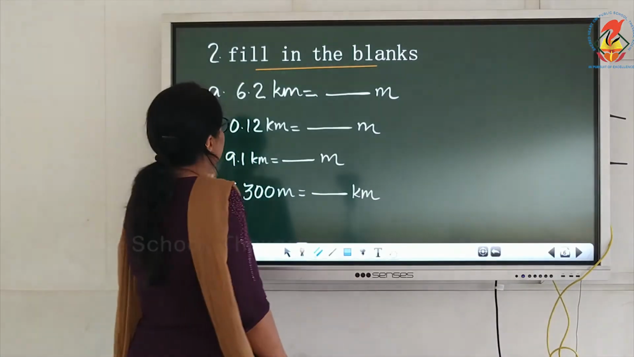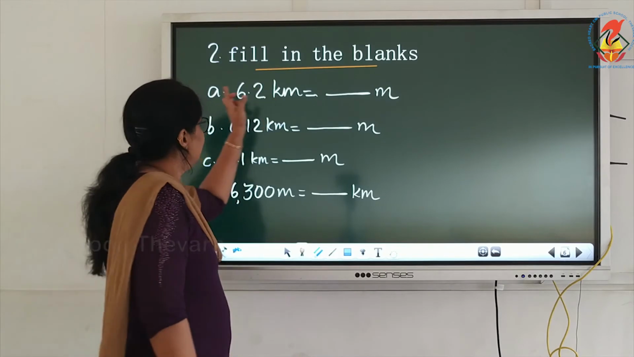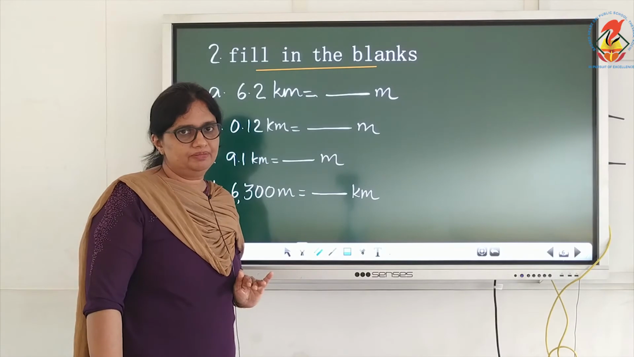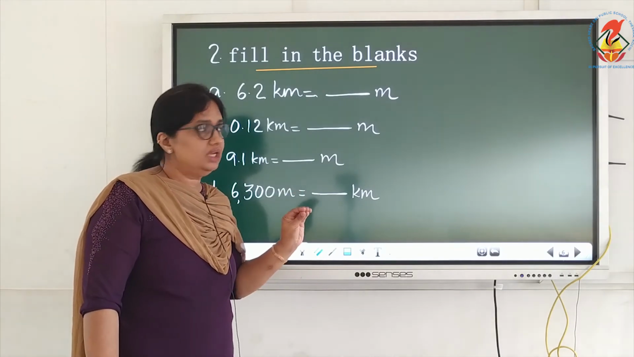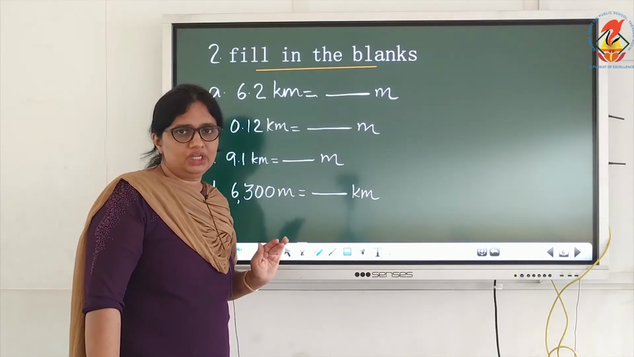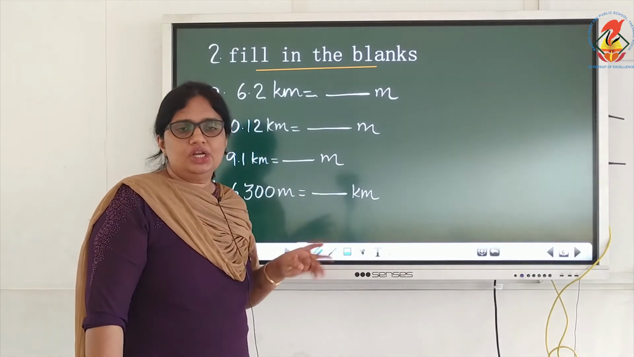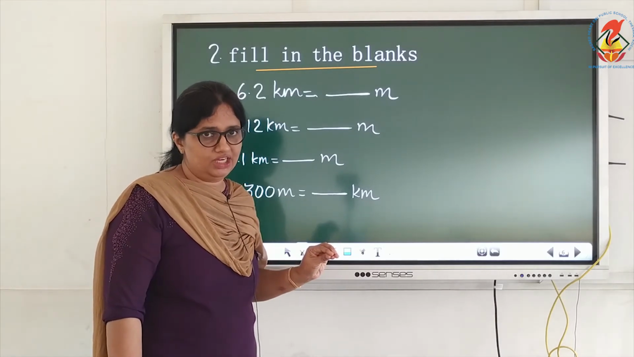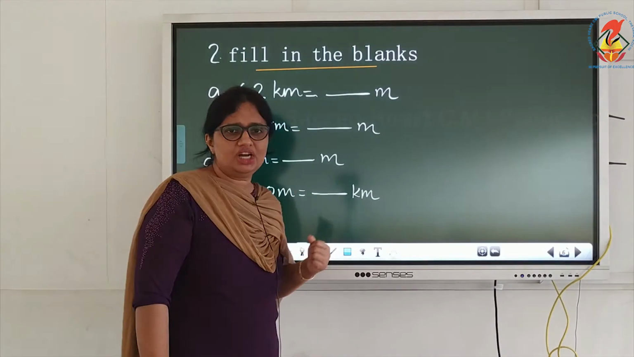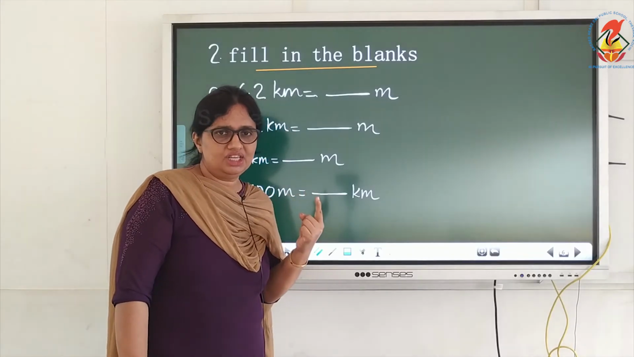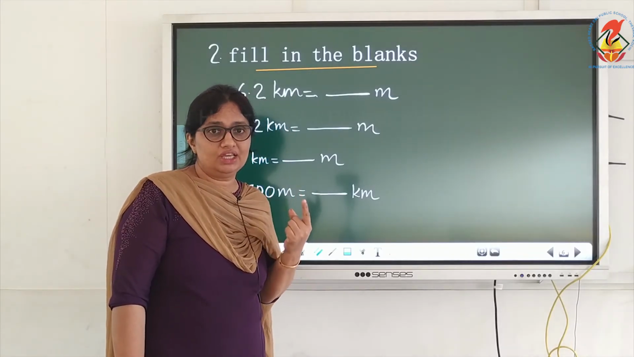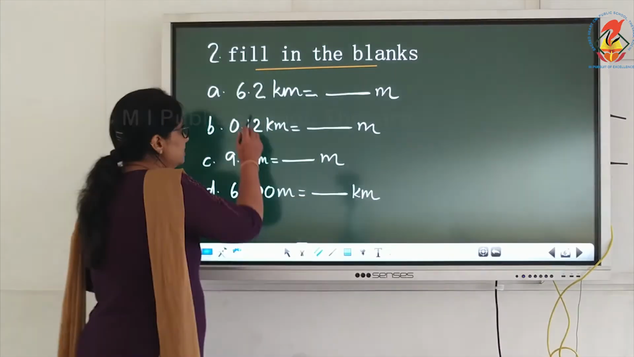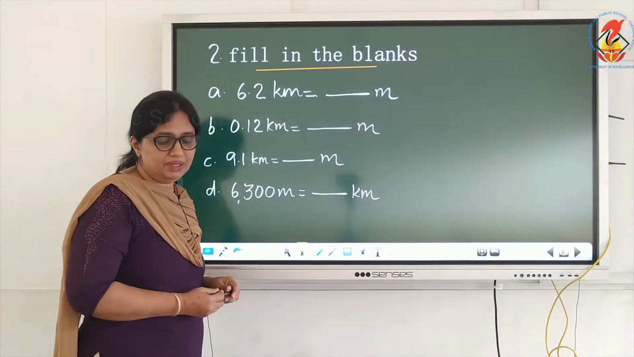Okay. And next one is fill in the blanks. 6.2 kilometer equals dash meter only. Here kilometer is the bigger unit. We need to change to smaller unit, meter. How? Multiplication or division? Bigger unit to smaller unit, that is multiplication only. And what's the relation between meter and kilometer, children? 1 kilometer equals 1000 meter only. So I need to multiply by what? 1000 only, right? Okay.